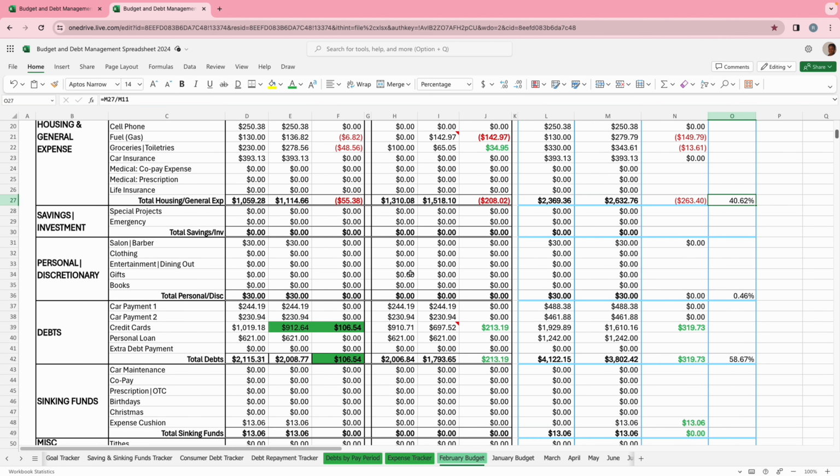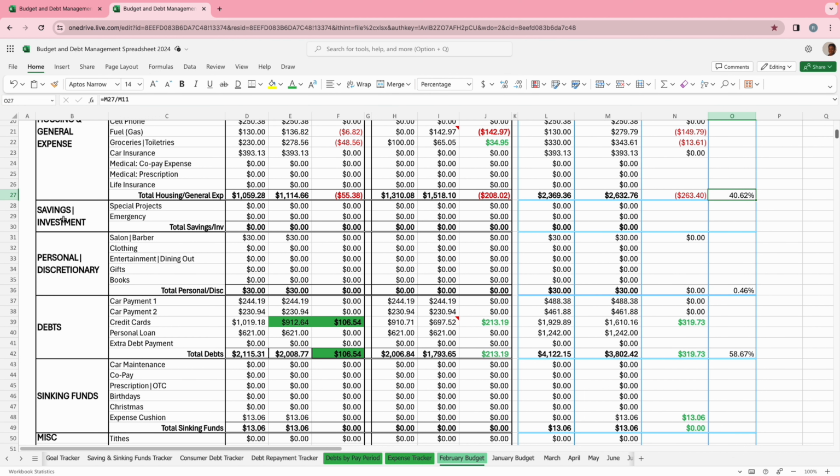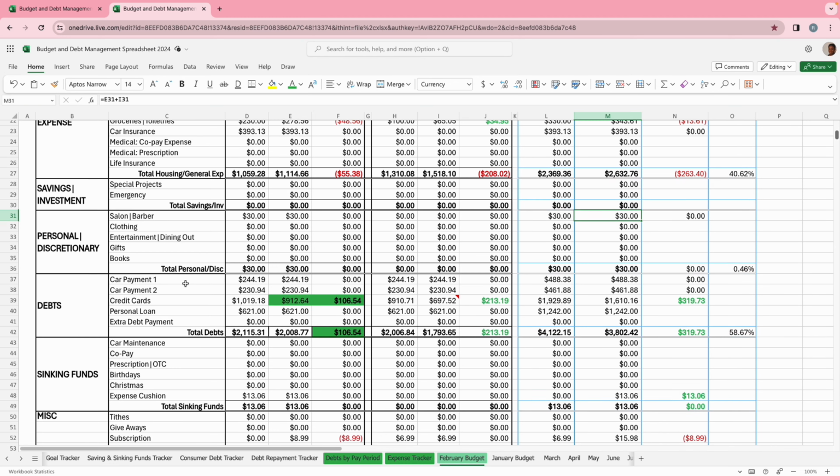Nothing was budgeted under savings and investment. $30 was budgeted under personal and discretionary, and that $30 was used in full, and that's 0.46% of total income for the month.